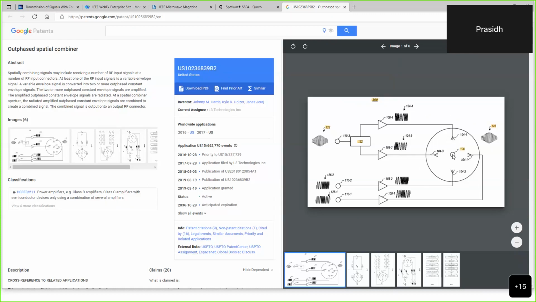the combining structure. So with this, they're actually able to achieve high powers with high efficiency, even with signals that usually require high linearity. So basically, they're achieving linear amplification with nonlinear components here with high efficiency. So this is a patent by L3 Communications.